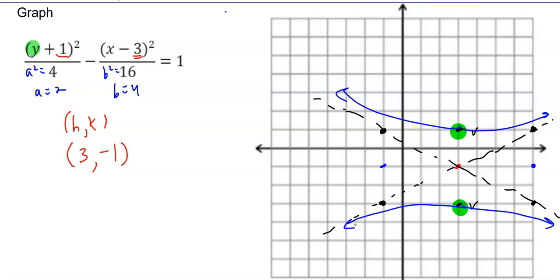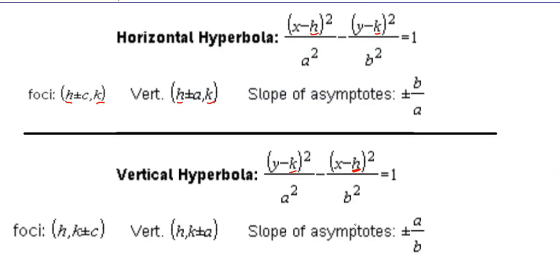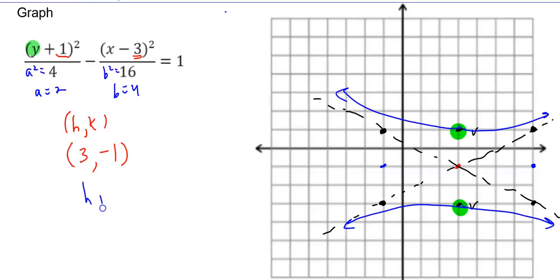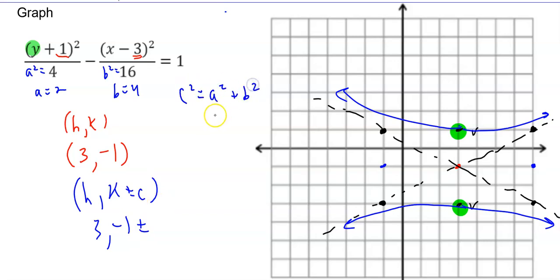And if you want to do the focus points, let's look back at the formulas. I really like to use the focus. So this is vertical, so its focus points are h, comma k plus or minus c. So let's do that. That would be 3, comma -1 plus or minus, well, I need to know c. For ellipse, I think this formula still holds true. It's a squared plus b squared. So this would be 4 plus 16 is c squared. So c squared is 20. So c is 2 root 5 if you simplify. So plus or minus 2 root 5.